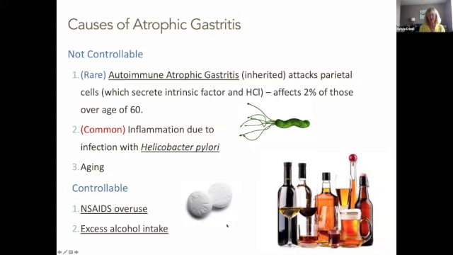The last one is excess alcohol intake. Some people are very sensitive to this. Some people feel this when they're older.